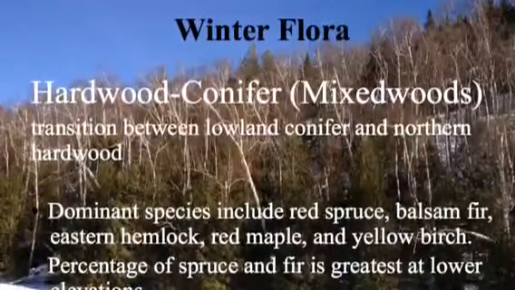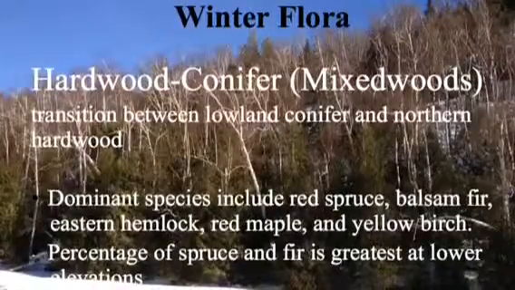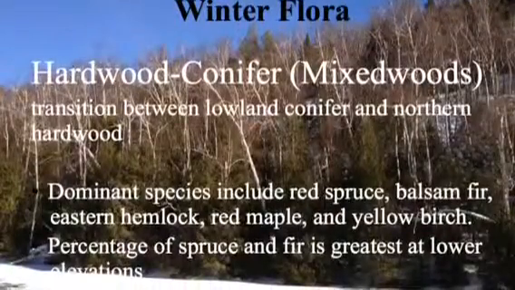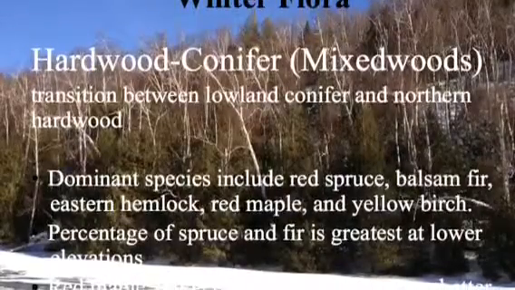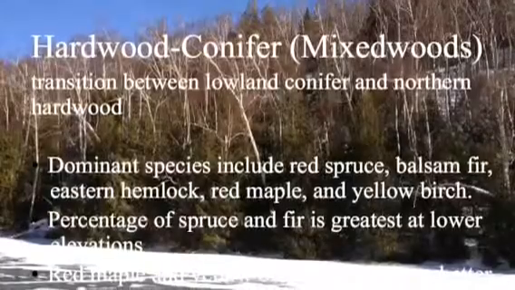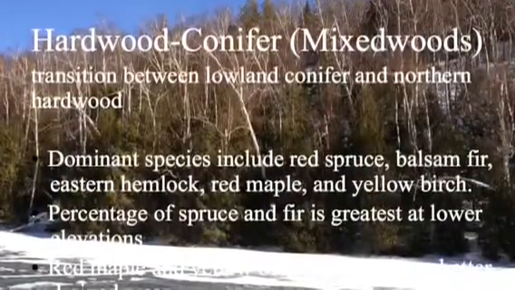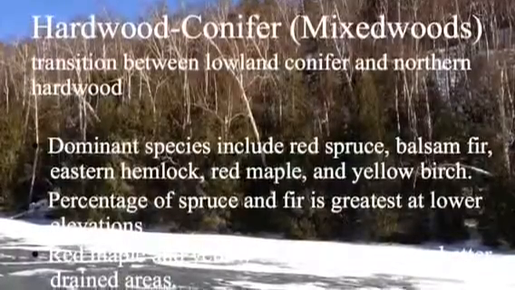The percentage of spruce and fir is greatest at the lower elevations, as you'll see in the picture, with red maple and yellow birch increasing on better drained areas of the slope. Eastern white pine appear sporadically in small groups. The upper limit of mixedwood forest is marked by the disappearance of balsam fir and its replacement by American beech.